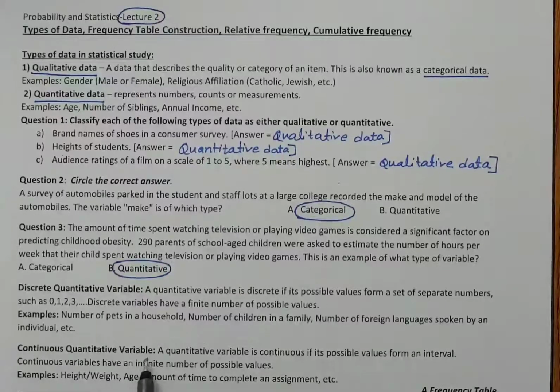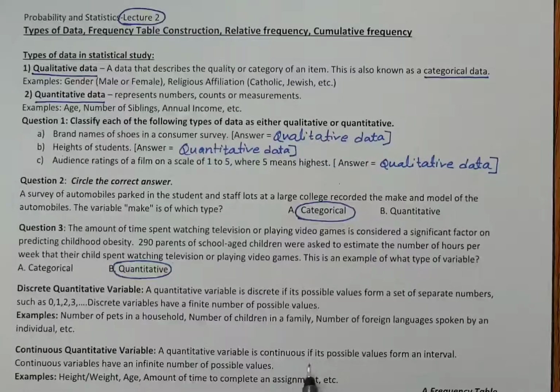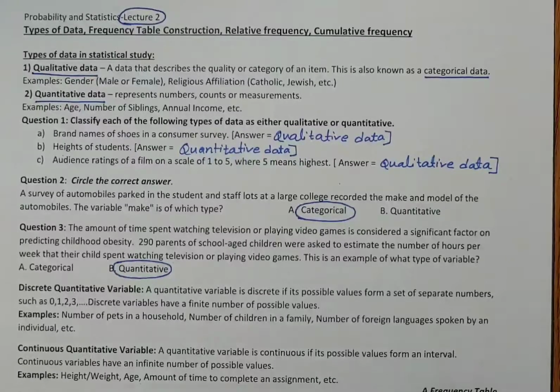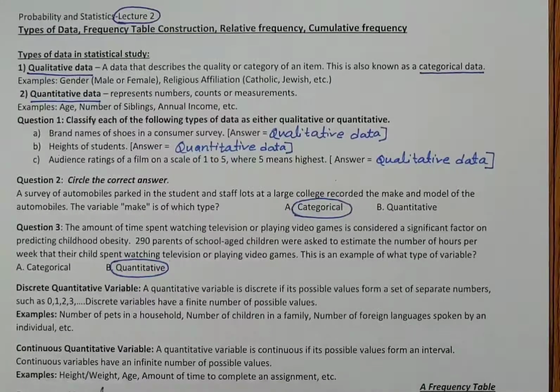Continuous quantitative variable. A quantitative variable is continuous if its possible values form an interval. Continuous variables have an infinite number of possible values. Okay, so it can have an infinite number of possible values. For example, height, weight, age, amount of time to complete an assignment, etc.